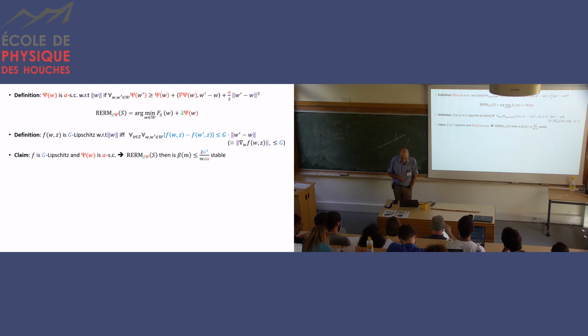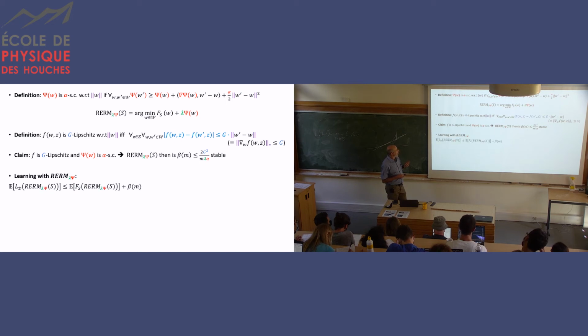Okay. So we said that regularized ERM is stable. How do we actually learn with it? We said in order to learn, we need to have a rule that on one hand is stable, and on the other hand actually gets small empirical error. Okay. And let's see what we get with the regularized ERM.